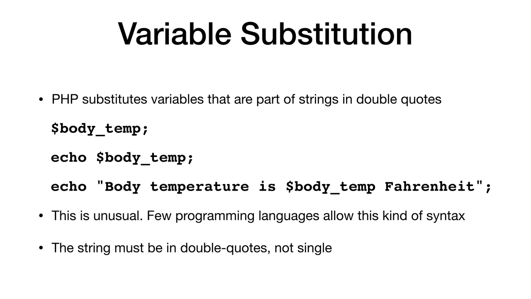But we can also say echo "body temperature is $body_temp_fahrenheit". Okay, and if we have a string in PHP that is marked by double quotes, any variables that appear inside the string will be substituted for the values in those variables. Now this is unusual. Very few programming languages allow this kind of syntax. So it's an unusual one, but that's something that PHP does.